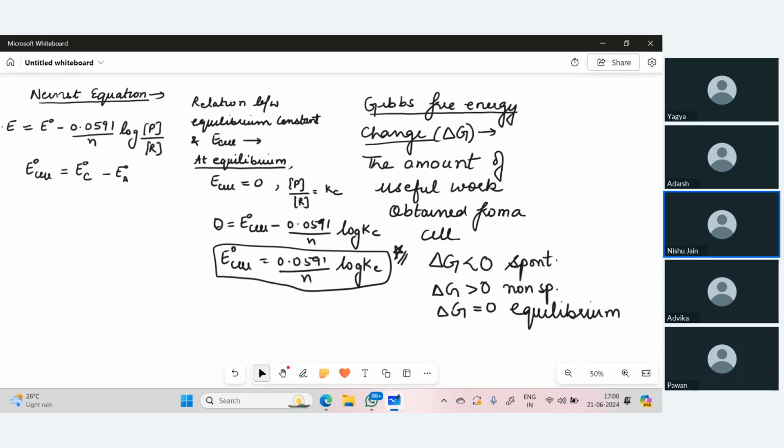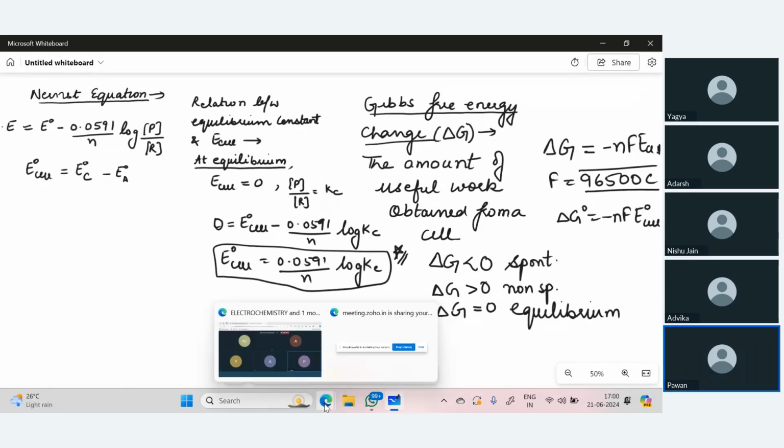And there are two relations, no derivation in your syllabus. Delta G is equal to minus nF E cell. n is again the number of electrons exchanged, and F value is 96,500 coulombs, which is Faraday's constant. And if it is standard Gibbs free energy change, same formula, just instead of E cell, it becomes E naught cell.